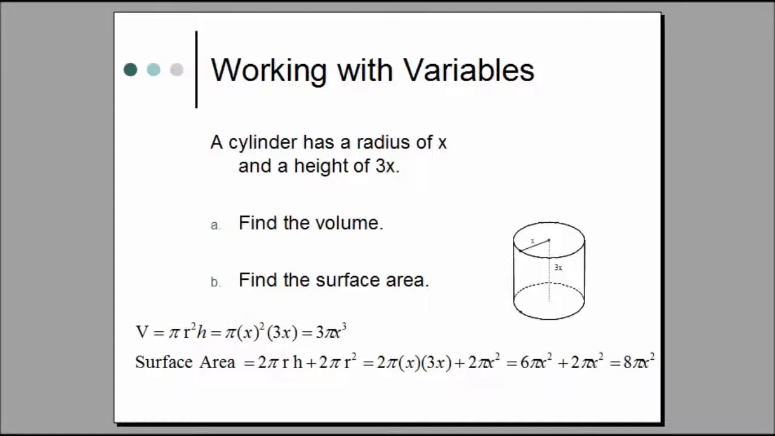The surface area is 2 pi rh plus 2 pi r squared. That's 2 pi times x times 3x plus 2 pi x squared. This gives us 6 pi x squared plus 2 pi x squared, which equals 8 pi x squared.